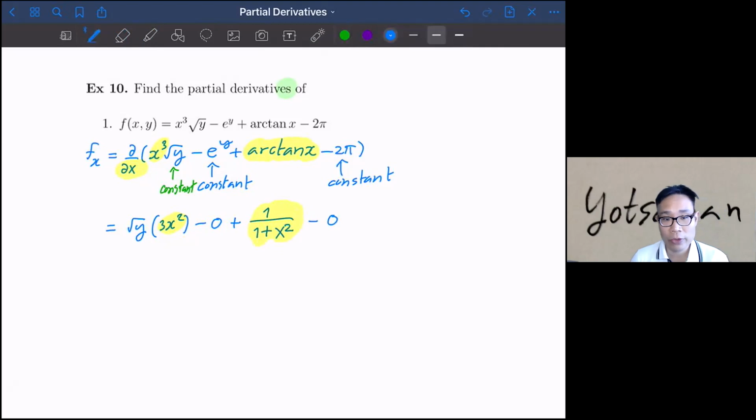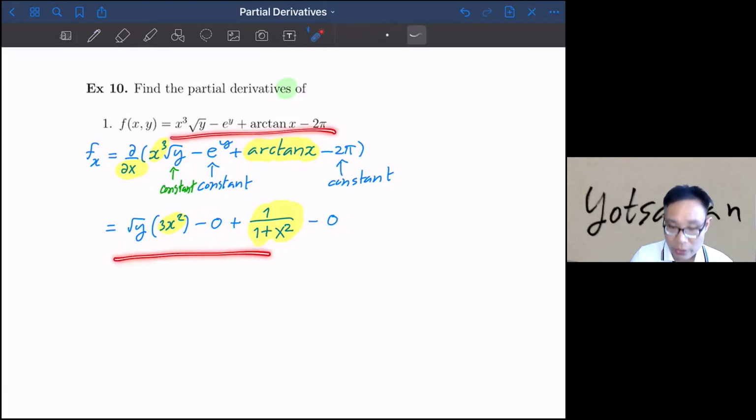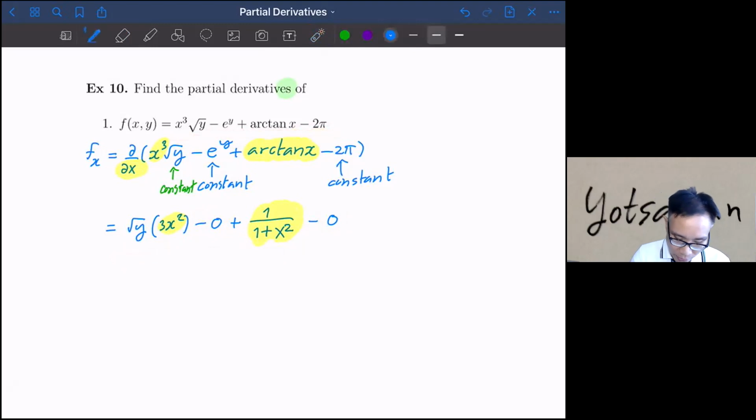Okay, so that is going to be your fx. That's your final answer. Normally we're just going to erase this 0 and this 0, so we can erase these two, and you just have 2 terms for the final answer. And most of the time, I'm going to go from here to here automatically. Okay, so that's my fx.